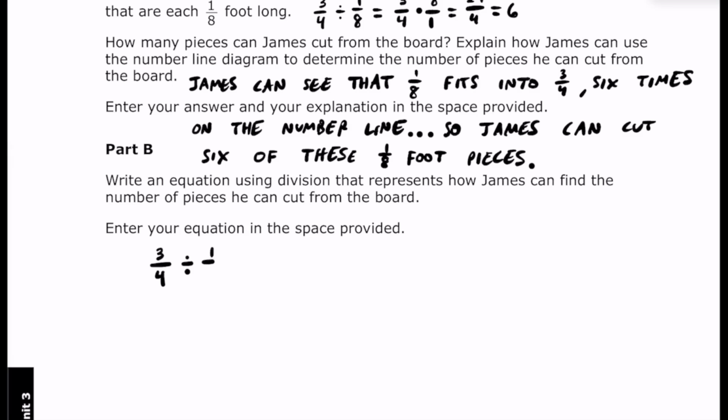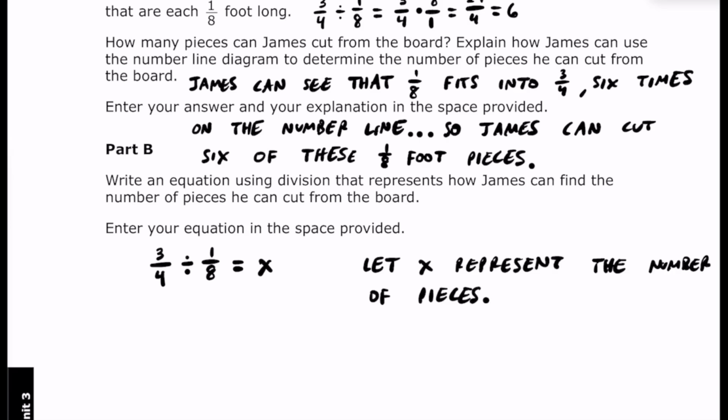and the 1/8 is how big the pieces are that we're trying to fit into it, and that this would be equal to, let's call this x. Then we can define here and say let x represent the number of pieces. So this right here would be our equation, just because we have an equal sign. And if you go ahead and solve this, x would be the number of pieces.